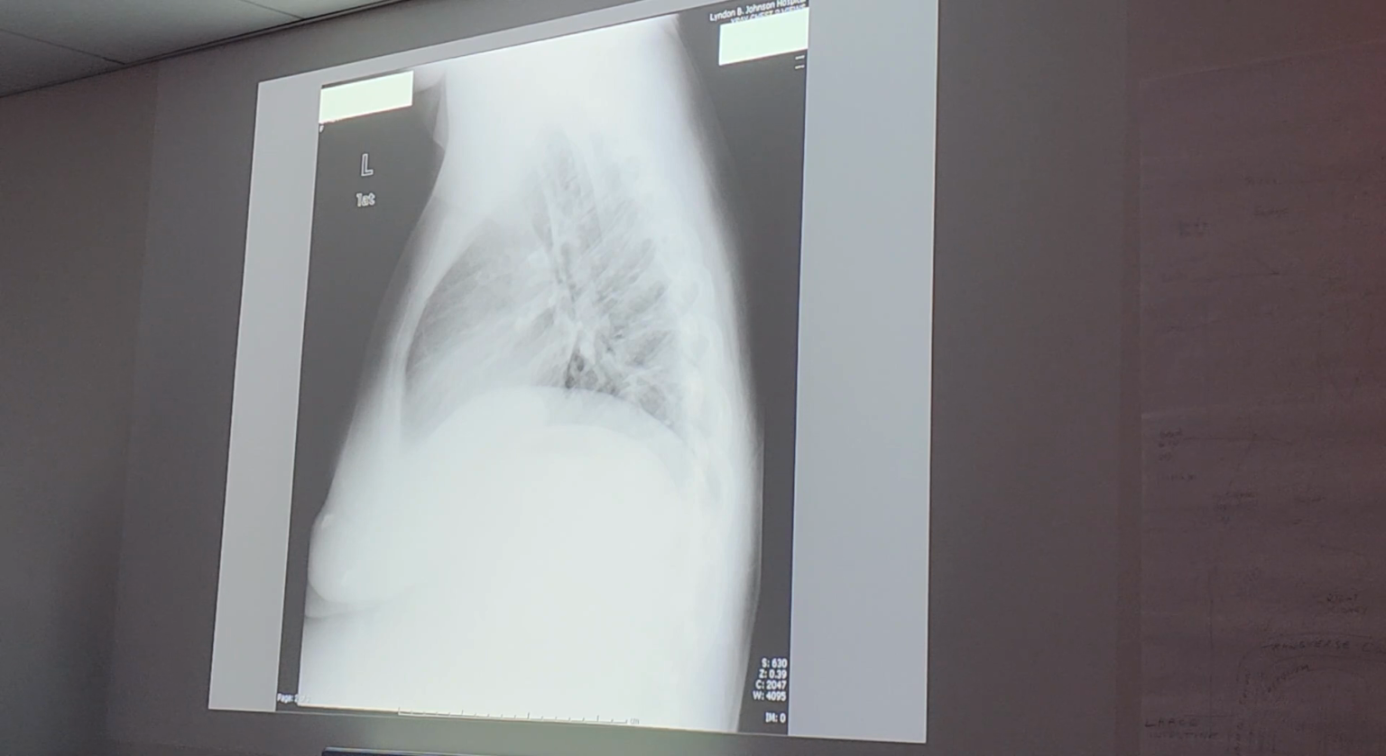Is there any artifact? Yes. What are those? Is that nipple piercing? No, EKG leads. Look at the sternum. Yeah, we can clearly see the sternum. What about centering and collimation?